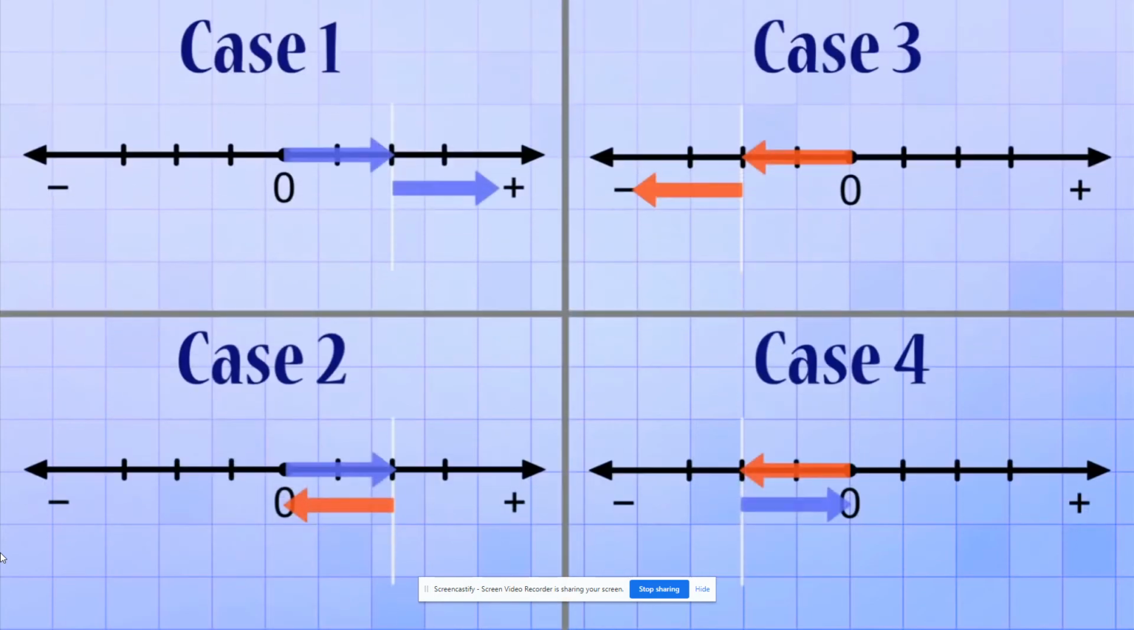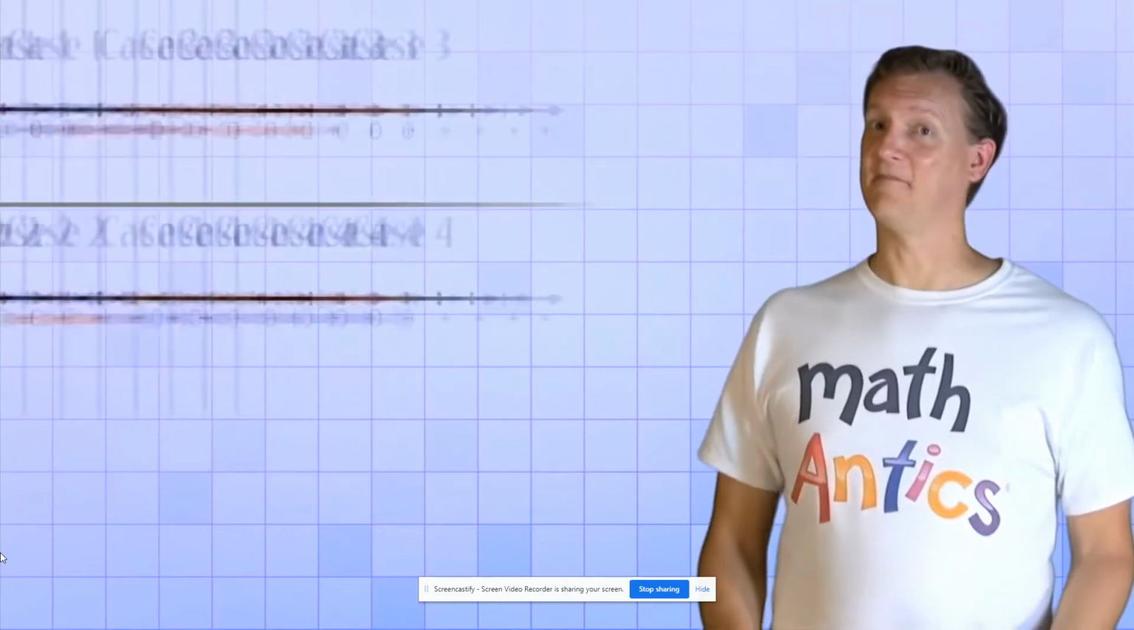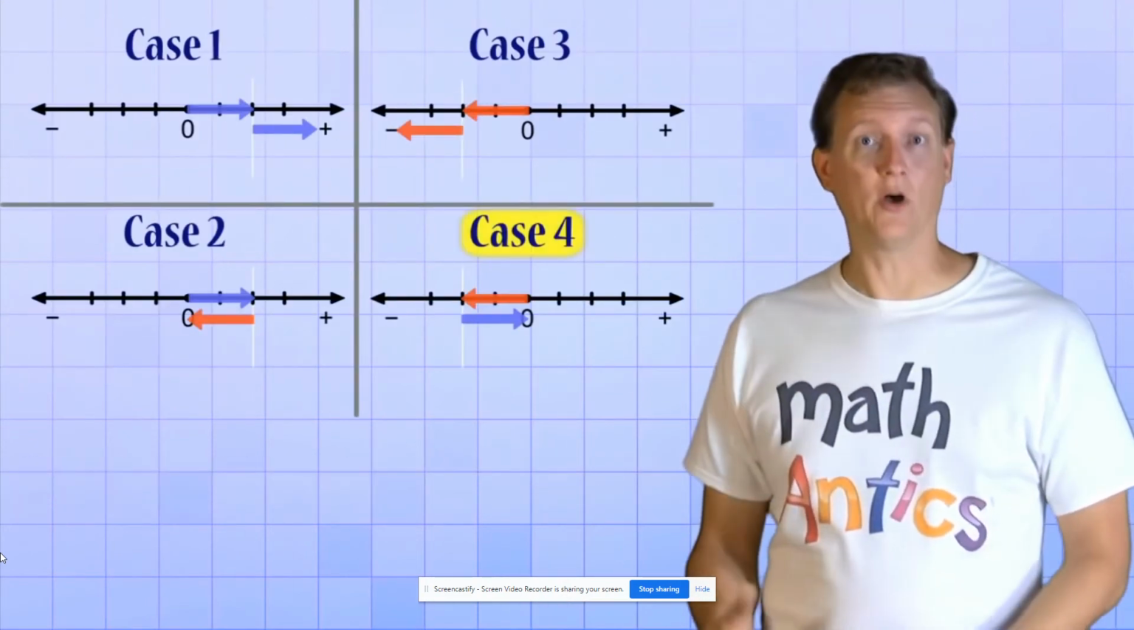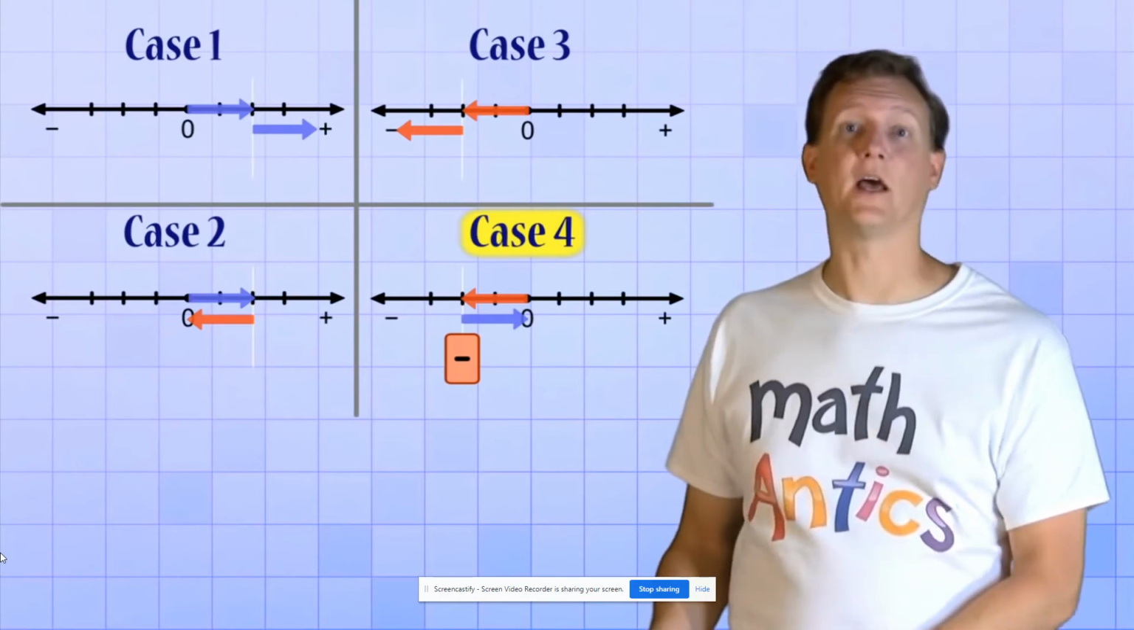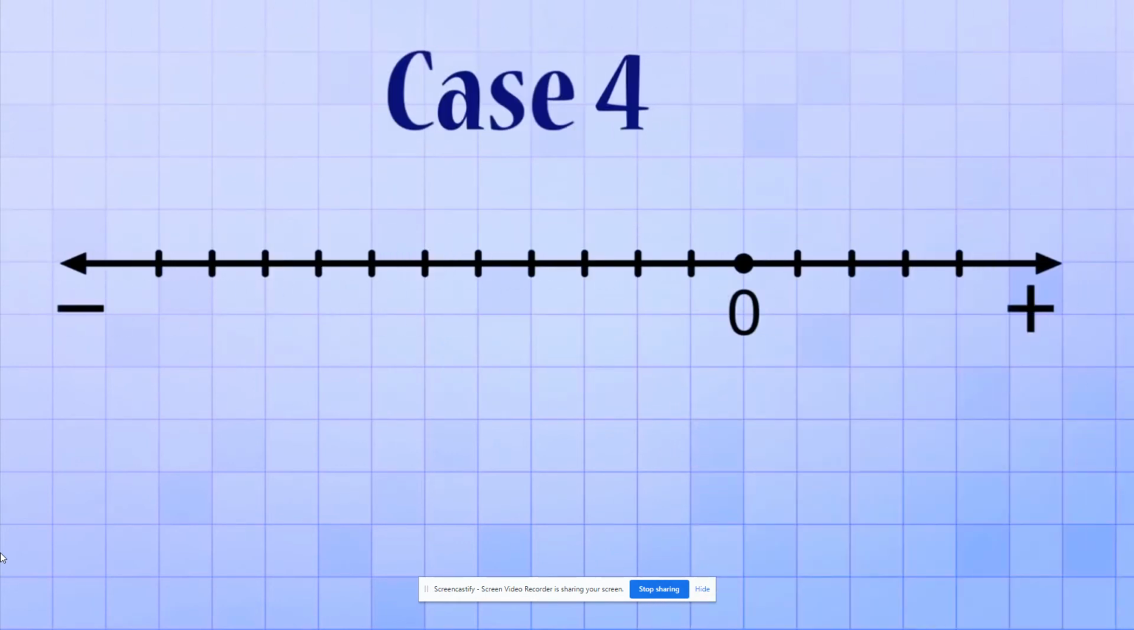And because of that, you know that your answer will always be negative for case 3, since you stay on the negative side of the number line. And finally, in case 4, you also start with a negative number, but this time you're going to make it more positive. Here's an example of a problem like that.